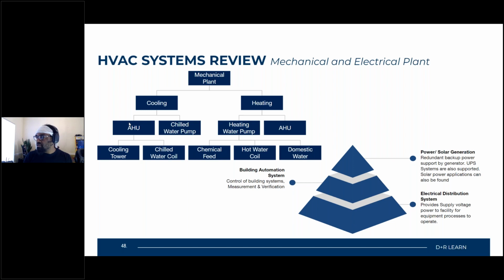Now, we'll go back and talk a little bit about our power solar, and this is just the use of solar equipment or power generation equipment such as generators to provide any type of supplemental, secondary, or redundant power in case you have some sort of a power loss from commercial supply power. So that is the use for your power generation and also solar coming out of your electrical plant.